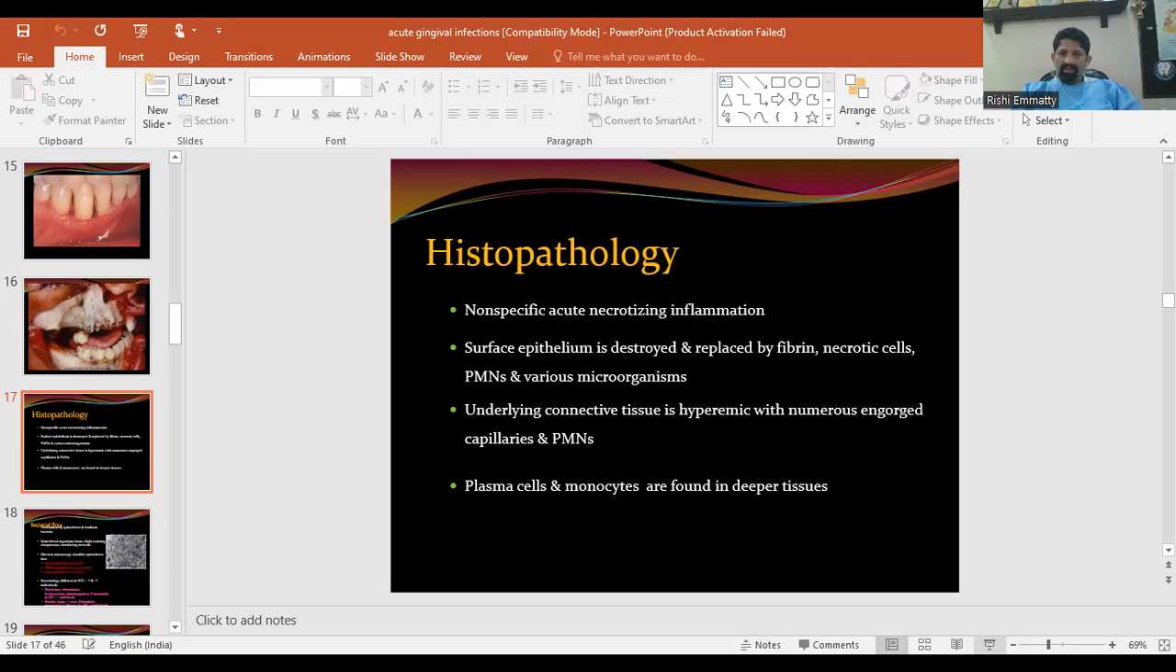Underlying connective tissue is hyperemic with numerous engorged capillaries and PMNs. The capillaries will be engorged, meaning dilated, and the underlying connective tissue will be hyperemic, with severe hemorrhage. And plasma cells and monocytes are found in the deeper tissues. The deeper you go in the histopathological findings, there will be plasma cells and monocytes.